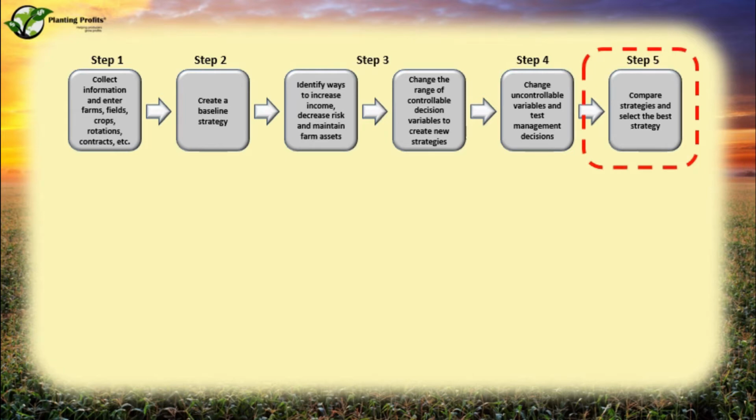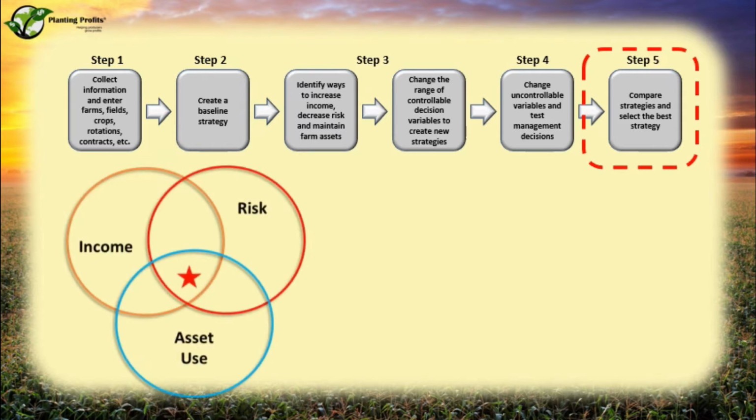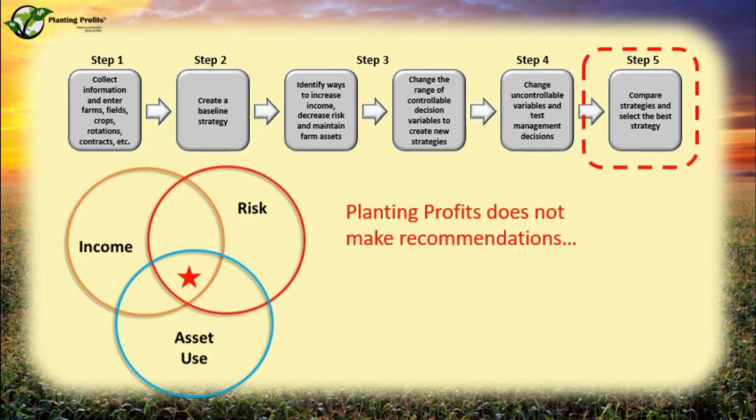Step 5 is about understanding how management decisions relate to trade-offs among the three management objectives: income, risk, and asset use. But here's where Planting Profits and the planning process end, since Planting Profits does not make recommendations. Selecting a crop mix is an individual decision. Every grower and operation have a sweet spot where their management objectives are best balanced. Planting Profits' aim is to help you find it.